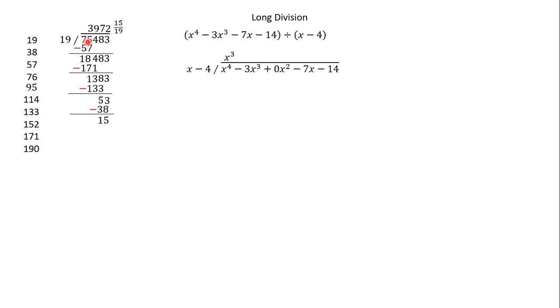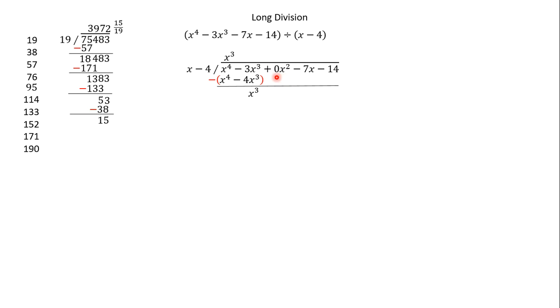So we get that. Now, just like up here, we had 3 times 19 was 57. X cubed times x minus 4, here's where we use the minus 4, is going to equal x to the fourth minus 4x cubed. Over here we subtracted, so we're going to subtract. And when we do that, x to the fourth minus x to the fourth goes away. That's by design. If that doesn't go away, then you did something wrong. Negative 3x cubed minus negative 4x cubed is plus 4x cubed. So negative 3x cubed plus 4x cubed is just x cubed. We're going to bring down the rest.